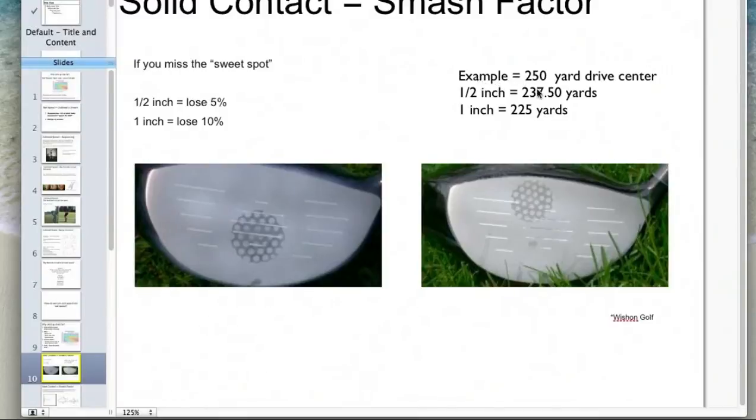So as an example, if your speed potential is to hit the ball 250 yards, if you hit the ball dead in the center, then if you're a half inch off, that could create a distance of 237. And if you're off by an inch, that could be a distance loss of 25 yards, or a total distance of 225. So to make up that distance by creating more club head speed would be a lot harder than if all we did was get you to hit the ball more in the sweet spot.